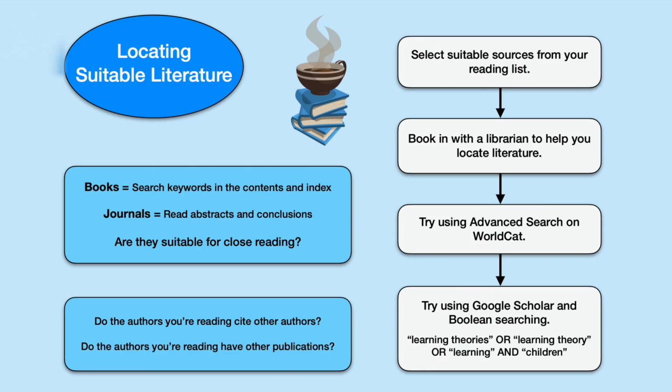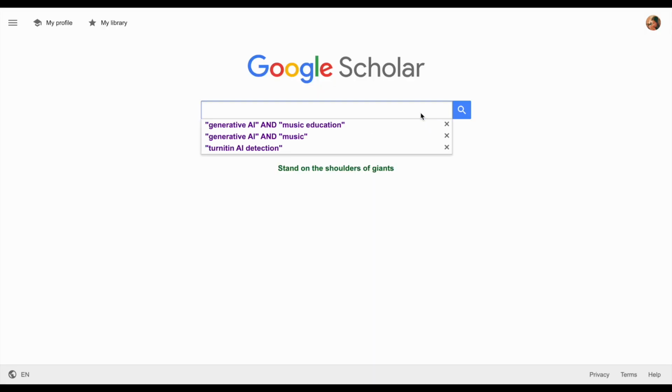You can also try Google Scholar and Boolean searching. Here you can see a little Boolean search: "learning theories" or "learning theory" or "learning" and "children". The keywords are placed in double quote marks. Synonyms are separated by the word or. Different words are separated by the word and. Let's have a look at one I made earlier.